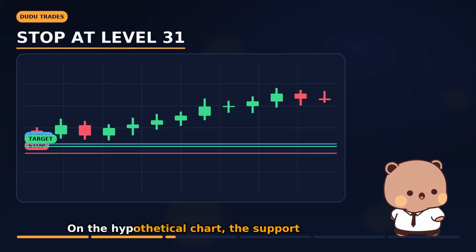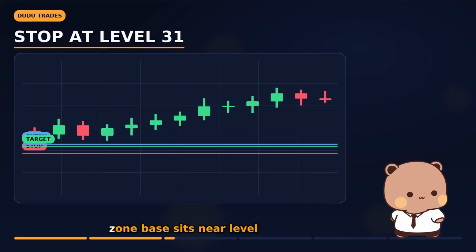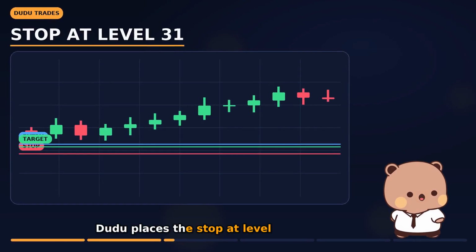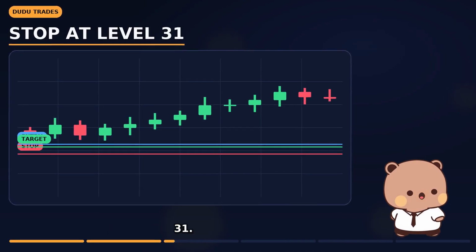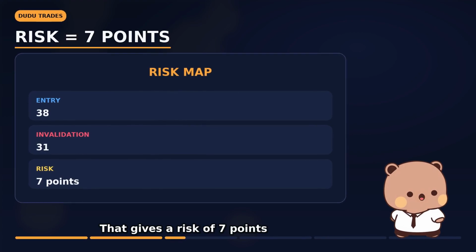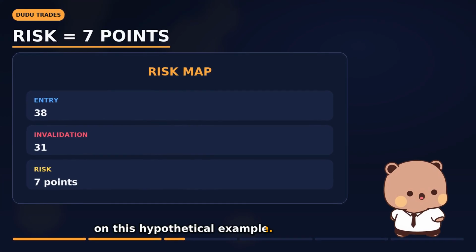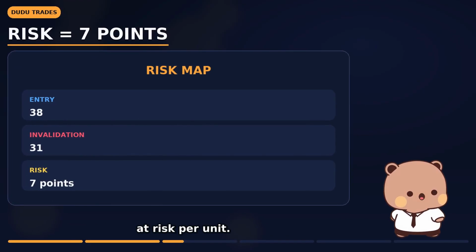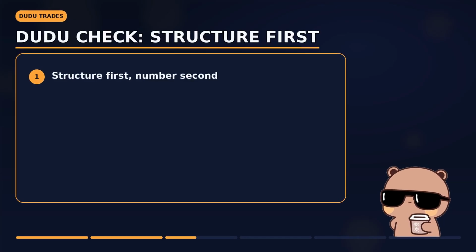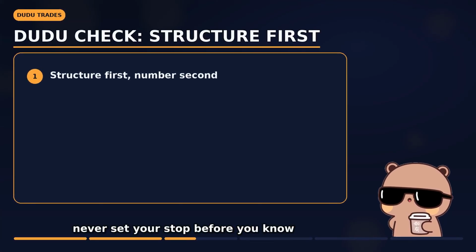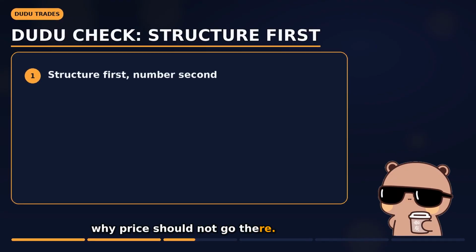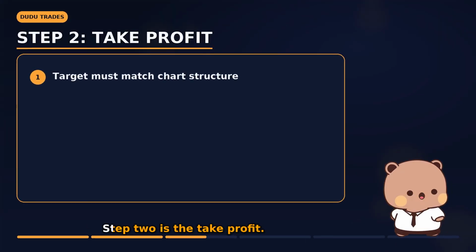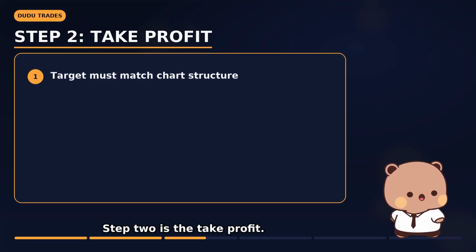On the hypothetical chart, the support zone base sits near level 33. DUDU places the stop at level 31. That gives a risk of 7 points on this hypothetical example. Now DUDU knows the exact dollar amount at risk per unit. DUDU check. Never set your stop before you know why price should not go there. Structure first, number second. Step 2 is the take profit.